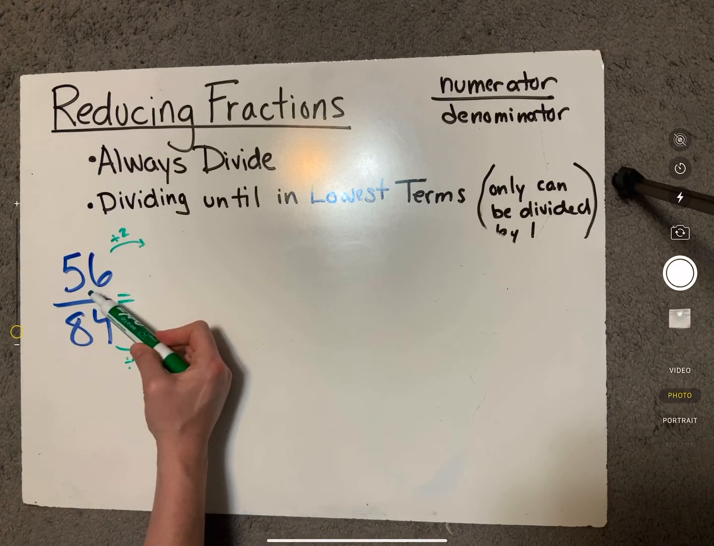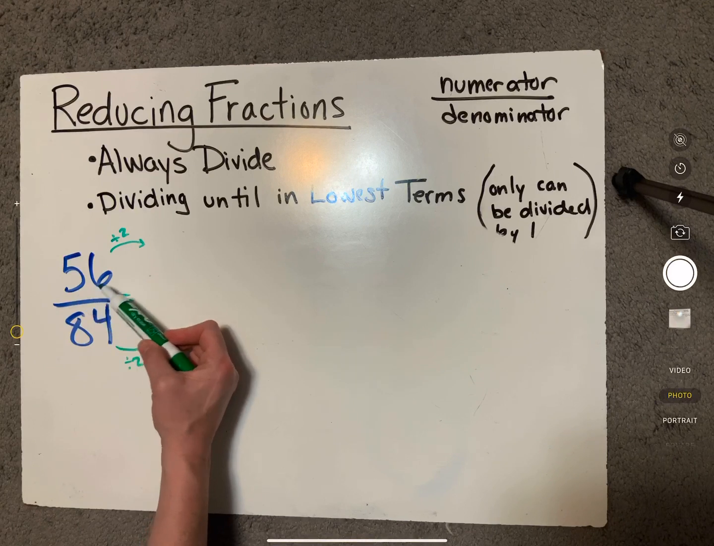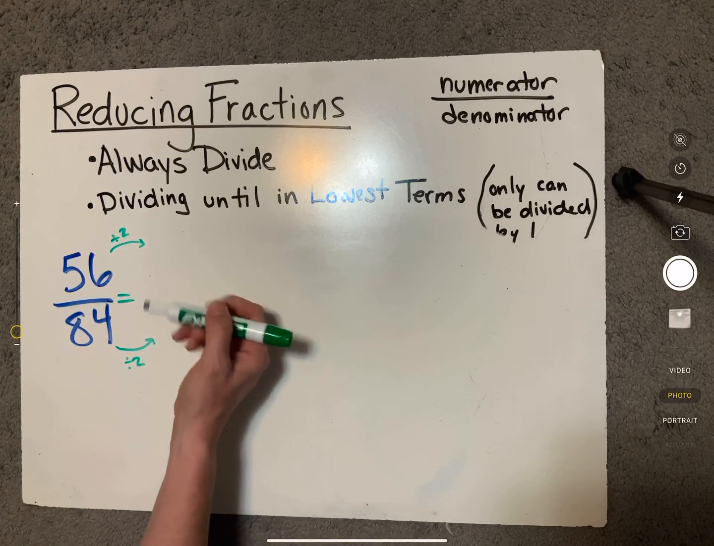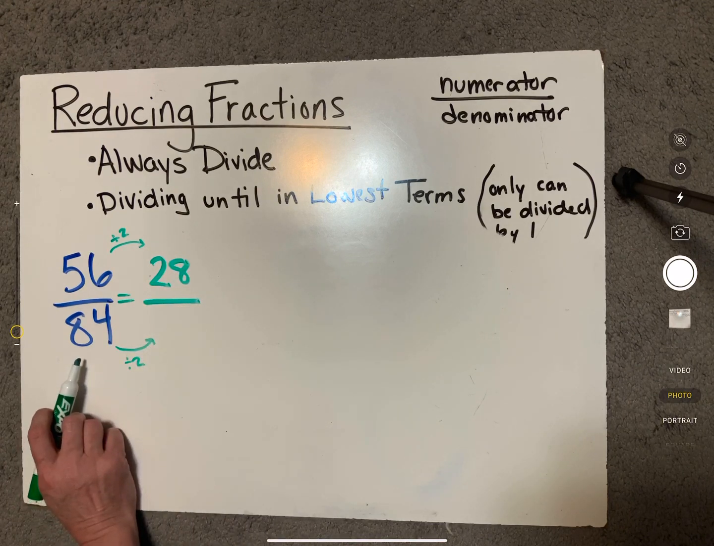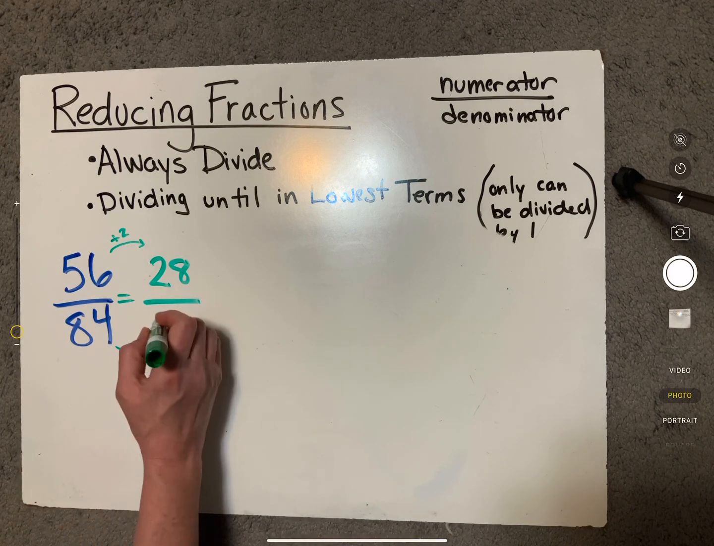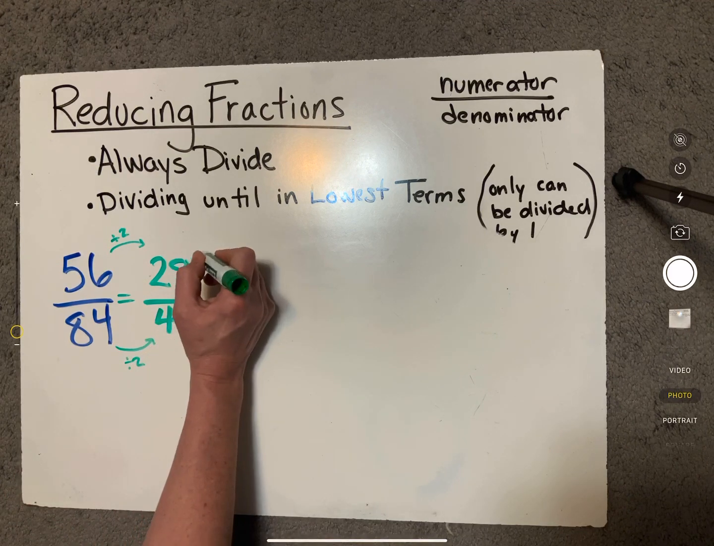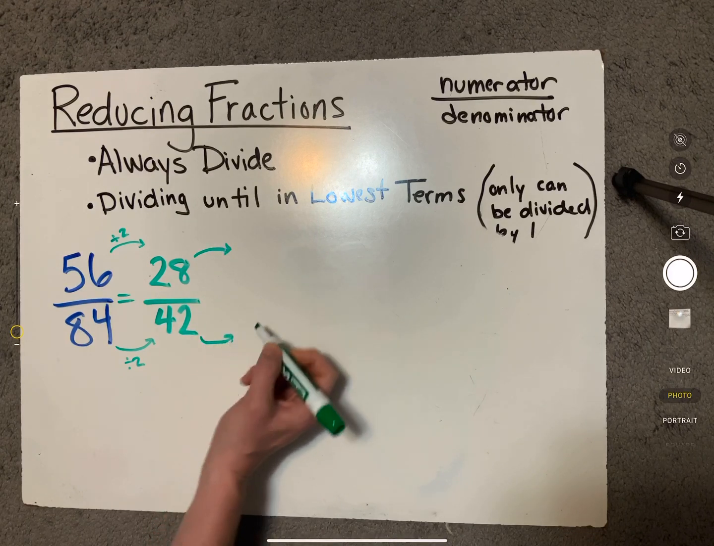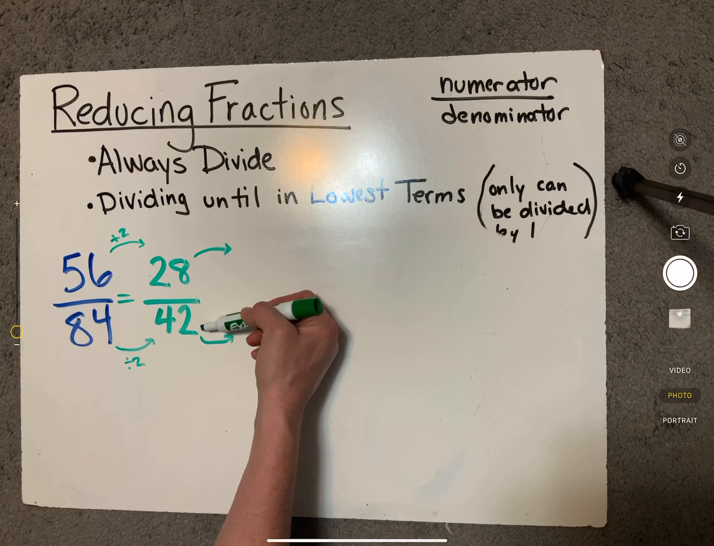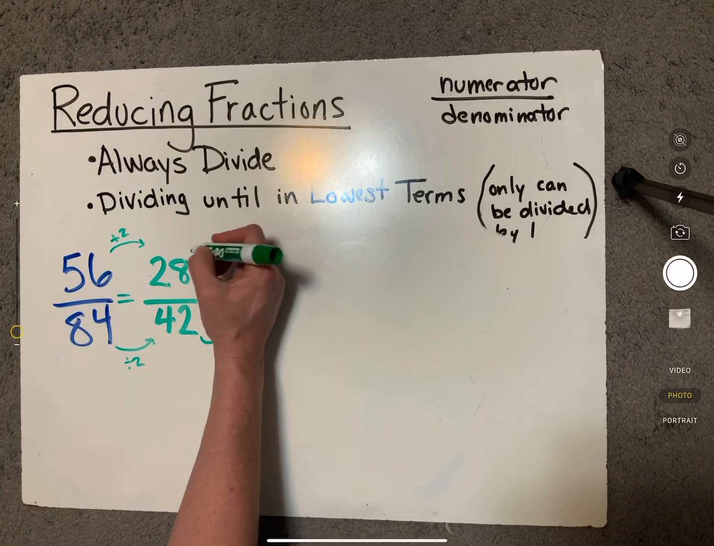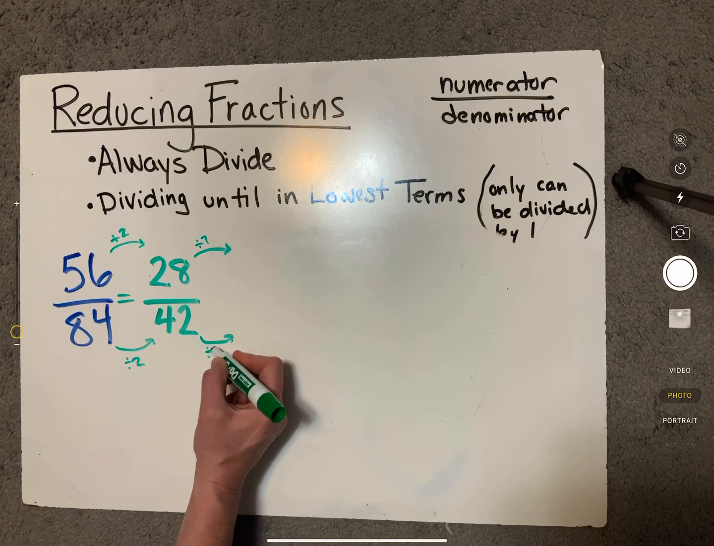So half of 56: I know half of 50 is 25, half of 6 is 3, so 25 plus 3 is 28. And then let's do half of 84. Half of 80 is 40, half of 4 is 2, so 42. Now these numbers are looking a little bit more workable. Now 28 is one we don't see all that often in terms of our answers to our 1 through 12 facts. So I know that 7 times 4 is 28. So I'm going to look at the bottom and say, can 7 go into 42? Yes. So I'm going to divide top and bottom by 7.